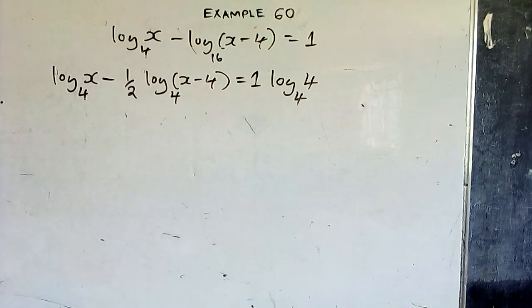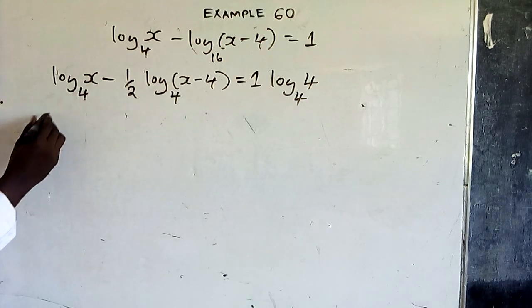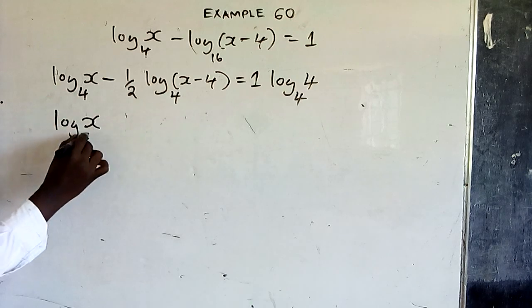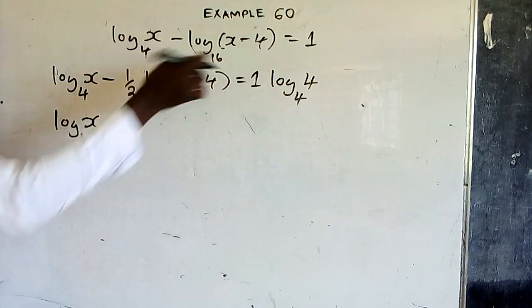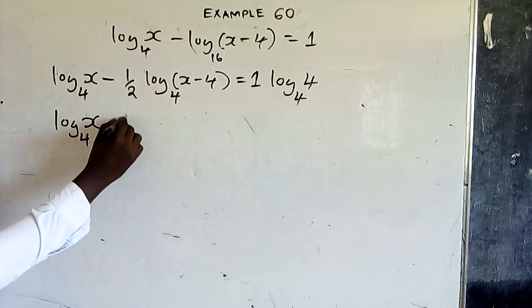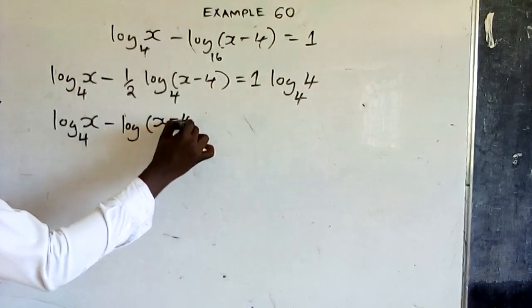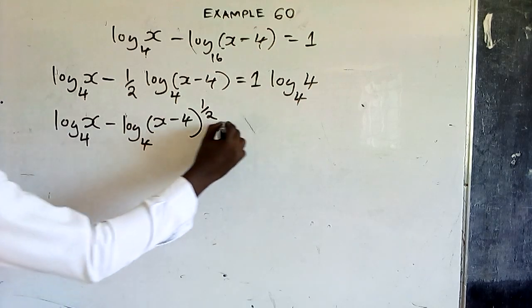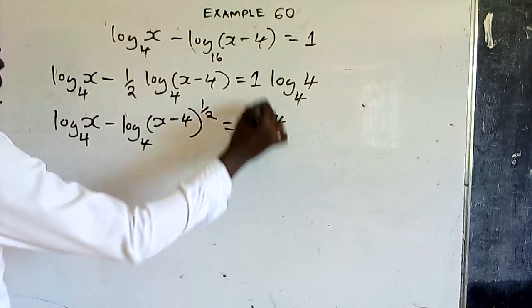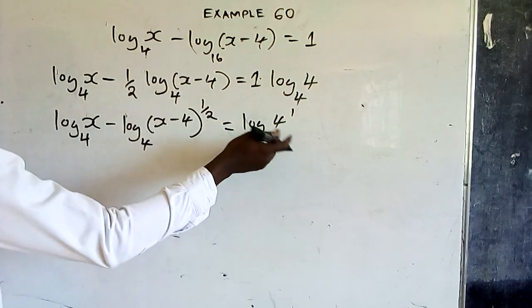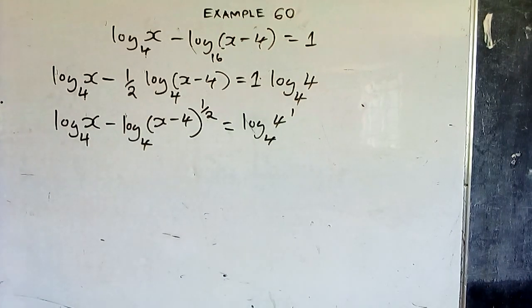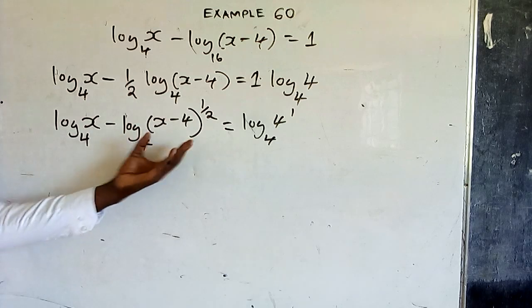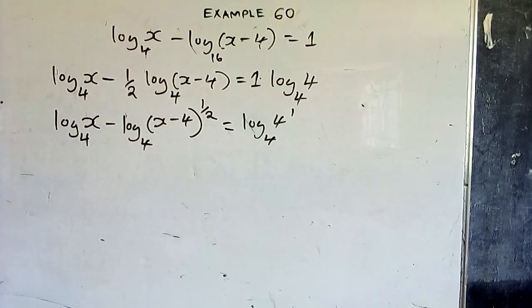So to solve that problem, we get rid of the coefficient first. Here we don't have a coefficient on the first term, so we just have log x to base 4 minus this, and the half becomes the power of everything. So we have log (x minus 4) to the power of a half, base 4. Then it's equal to log 4 to base 4, where this 1 becomes the power, 1 is silent. Are we together? So it is that: one term on either side of the equation.